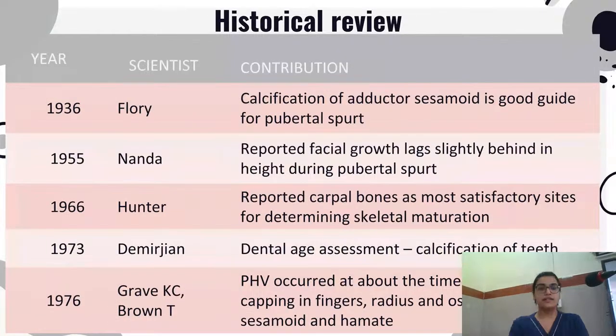In the year 1936, Flory gave the classification of adductor sesamoid as a good guide for pubertal spurt. In 1955, Nanda reported that facial growth lags slightly behind height during the pubertal spurt. In 1966, Hunter reported the carpal bones as the most satisfactory sites for determining skeletal maturation. In 1973, Demirjian gave dental age assessment based upon the calcification stages of teeth. In 1976, Grave and Brown stated that peak height velocity occurred at about the time of epiphyseal capping in fingers, radius, and ossification of sesamoid and hamate.